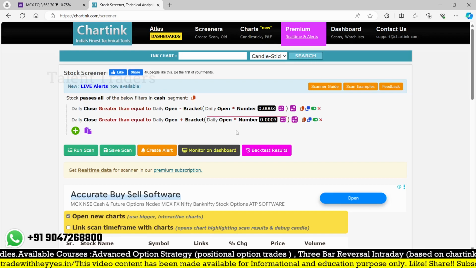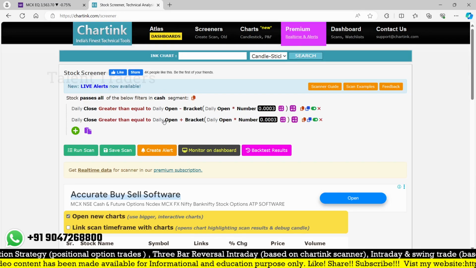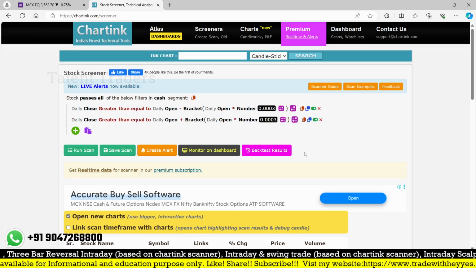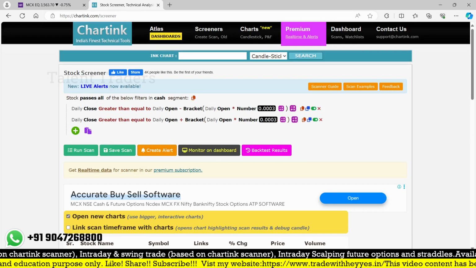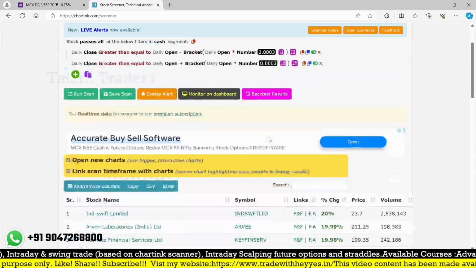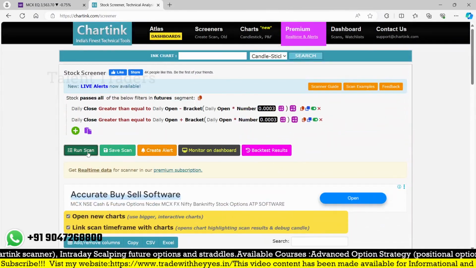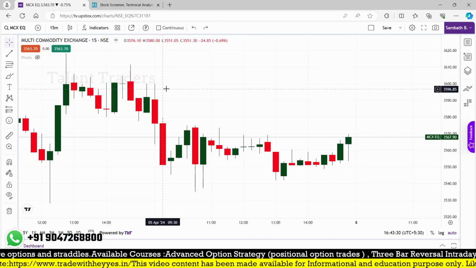So we are filtering out two conditions: one is about greater than, and one is about less than. Both the less than and greater than functions are used to create the doji candle. This is a two-line scanner which finds a doji. Let me check any stocks, and let me check futures. It shows IGL, SBI Card. Let me check whether it is working right or not.